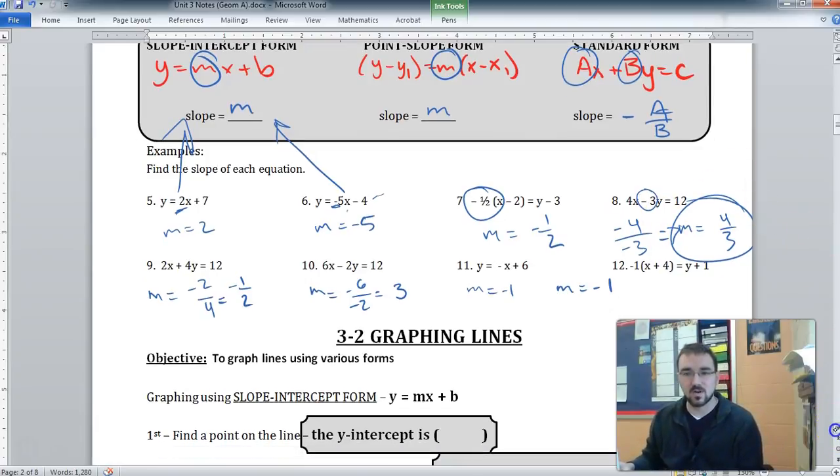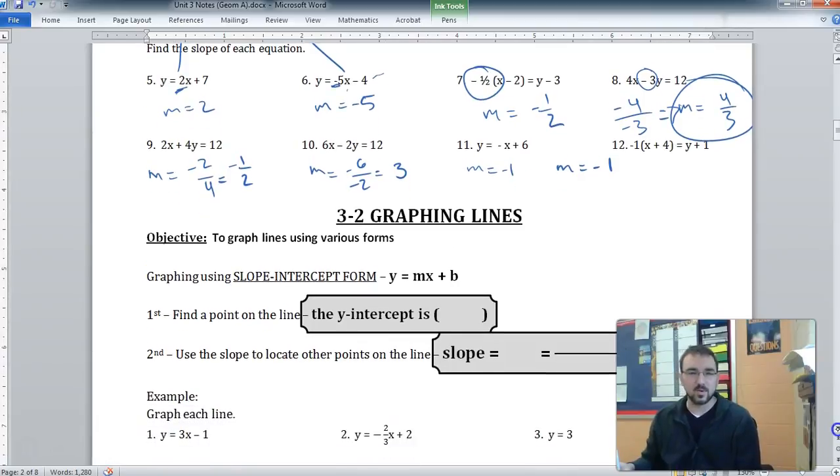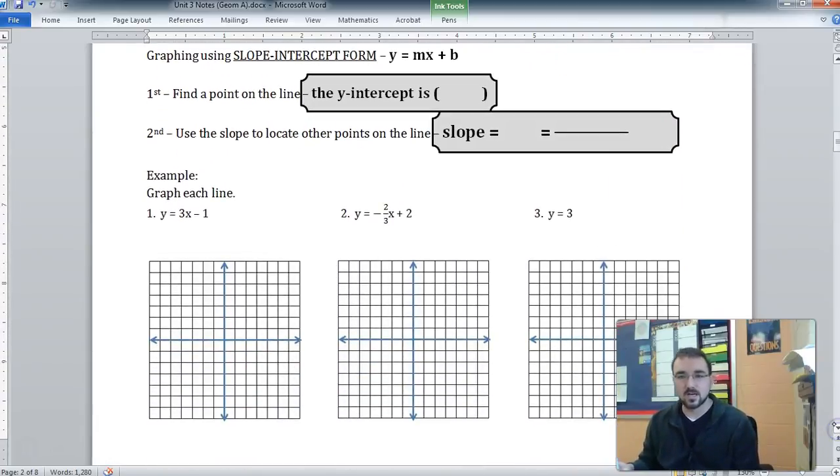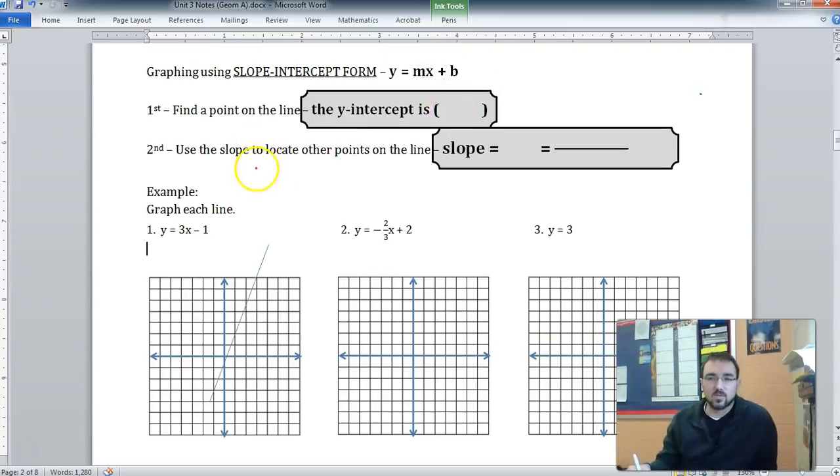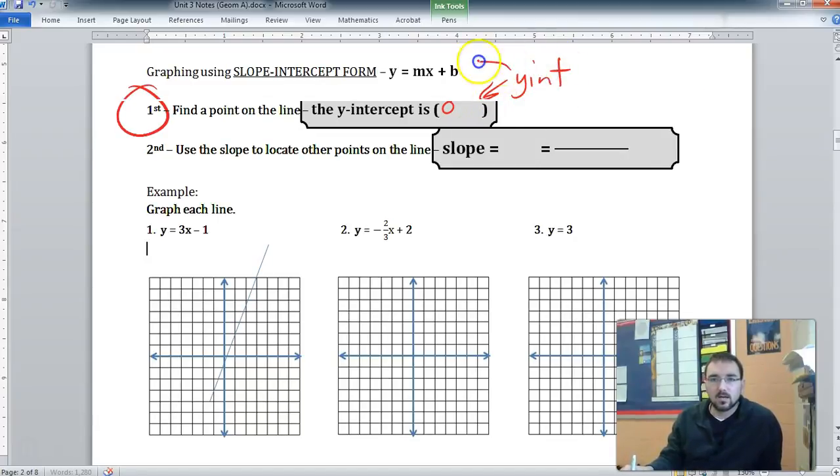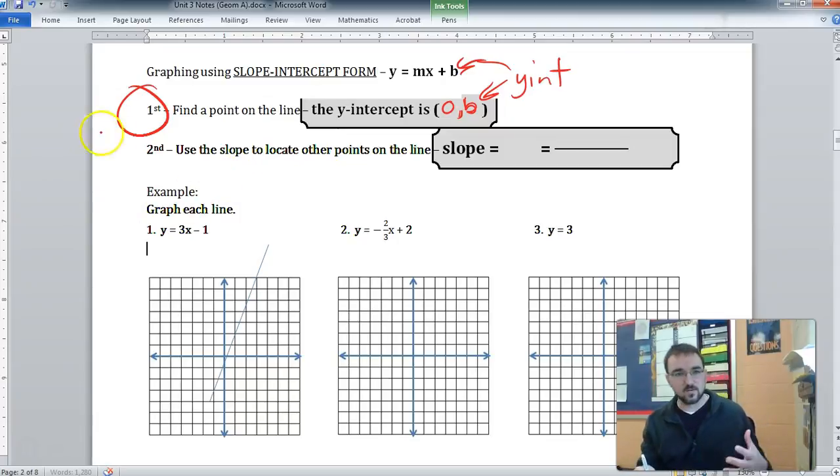We're going to talk about graphing lines now. I'm going to break this into a couple of sections because we have to talk about each form itself. First, slope-intercept form and how to graph it. We need a starting point. Step 1: find a point on the line. That point is (0, b). This is our y-intercept, which is the b value in our equation. That's our first point, so we plot it.